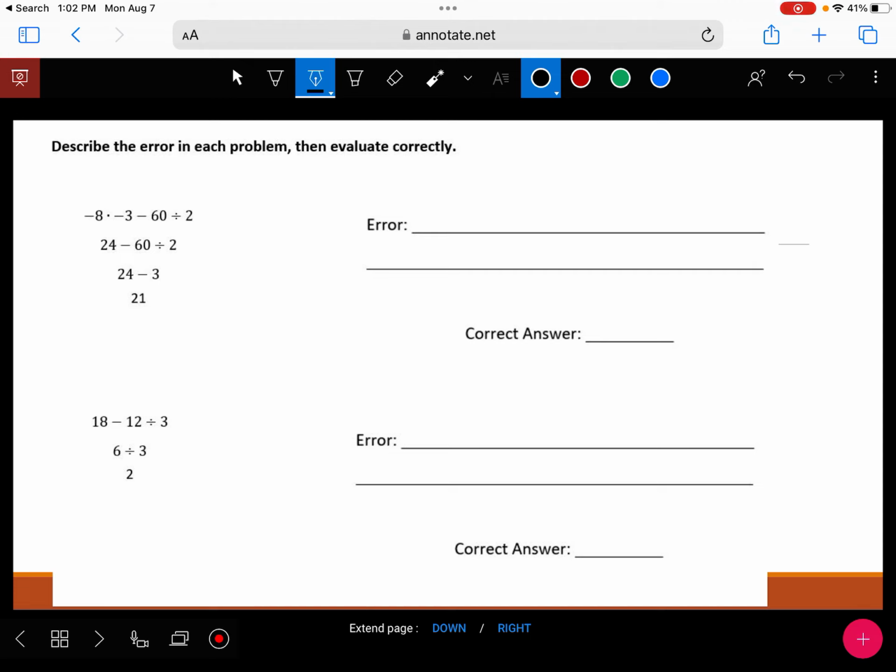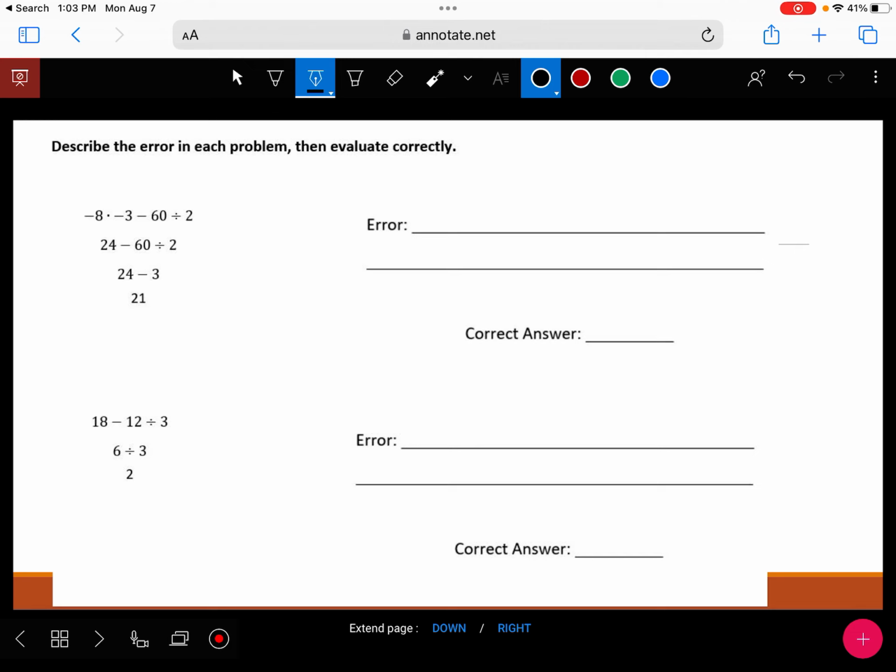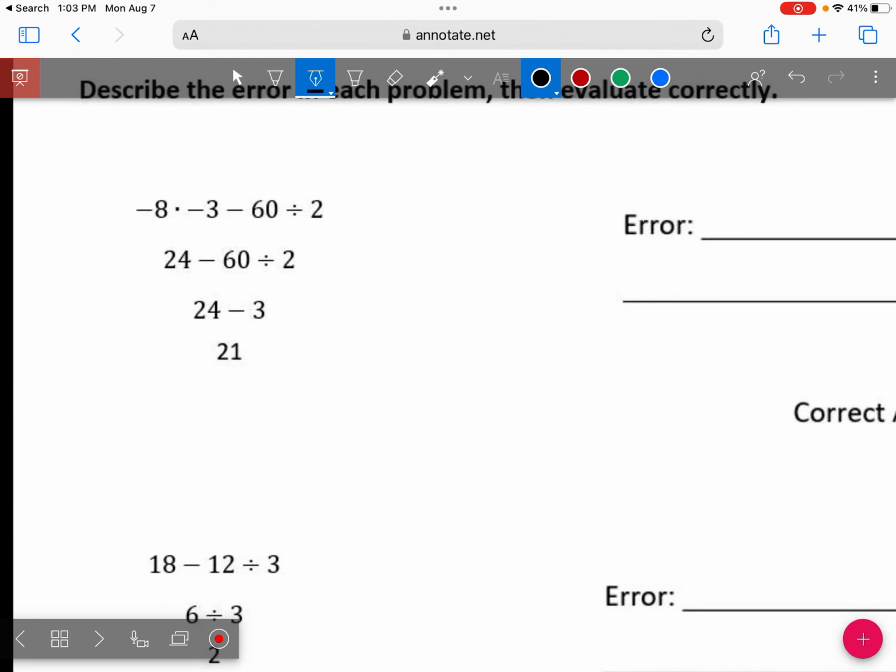So they got 21, and 21 is not the right answer. So they did not follow the order of operations, or they did an error somewhere. So see if you can figure out, looking at it, what they did wrong. Where did they make their mistake? Does anybody see where the mistake could be?